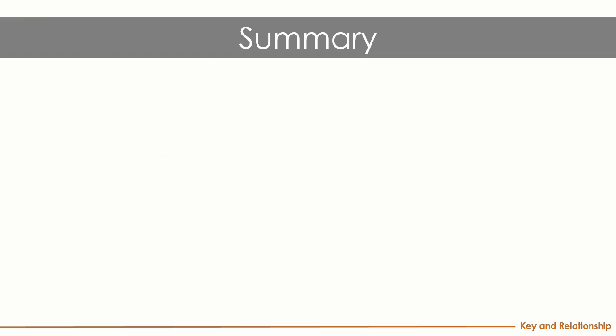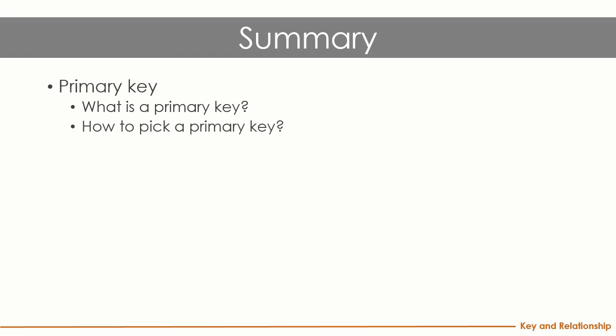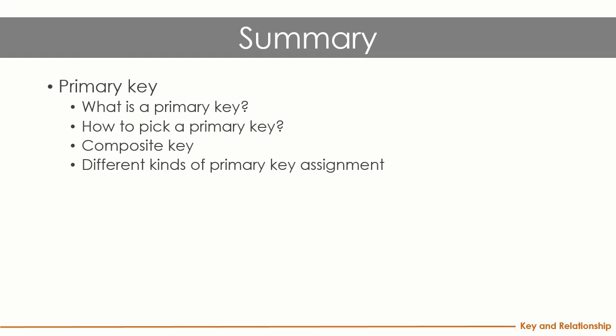Let's summarize what we have walked through in this lecture. We talked about the primary key. What is a primary key? How to pick the primary key? What criteria you need to consider to compose a primary key? Different kinds of primary key assignment: you can set it as auto-generated, assign it, or use a sequence.